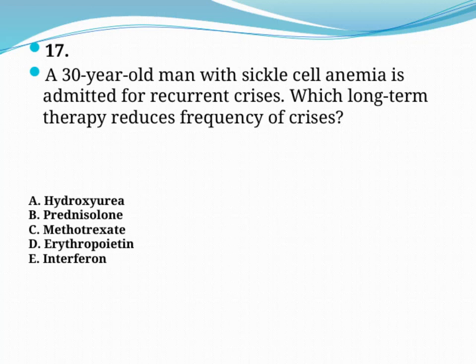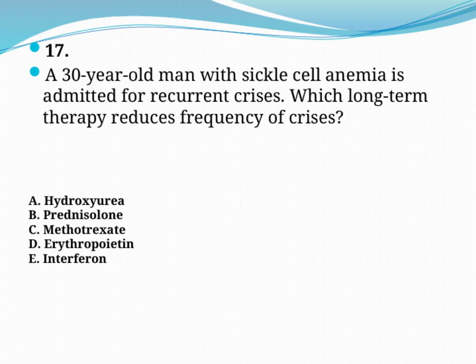All right, let's consider the options for long-term therapy in a 30-year-old man with sickle cell anemia who's experiencing recurrent crises. The goal here is to find a treatment that actually reduces how often these crises happen. Starting with hydroxyurea, this is actually the most well-supported option for decreasing the frequency of sickle cell crises. It works by increasing fetal hemoglobin production, which helps prevent the sickling of red blood cells.